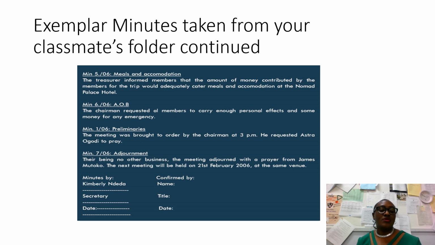The last item on the minutes is the adjournment. Even though it was not on the agenda, the person who adjourned the meeting must be listed. Lastly, the minutes must be signed by those who completed it. Their title and the date must be listed, as well as the person who confirmed it, that person's title and the date.